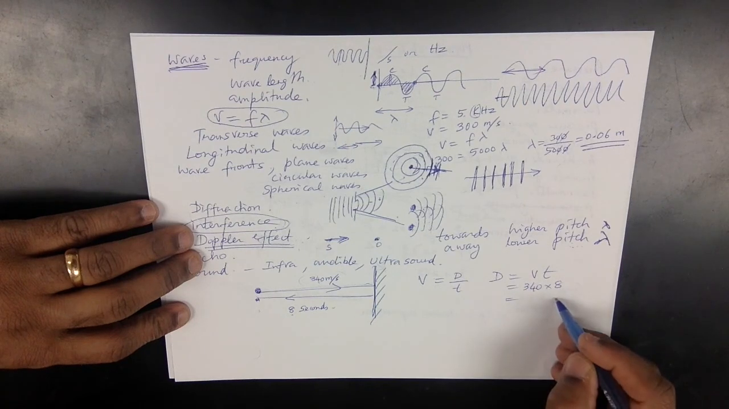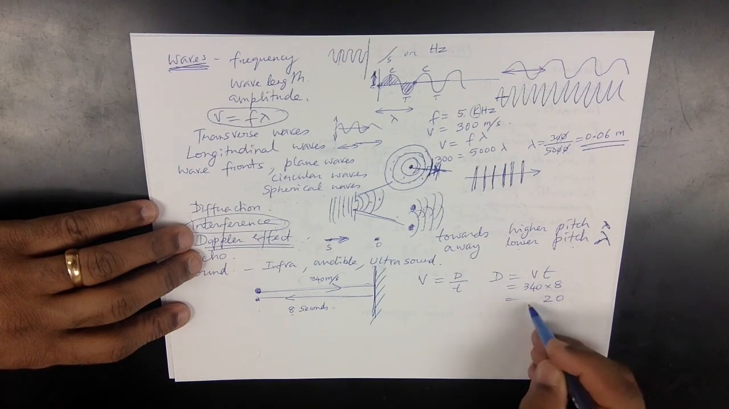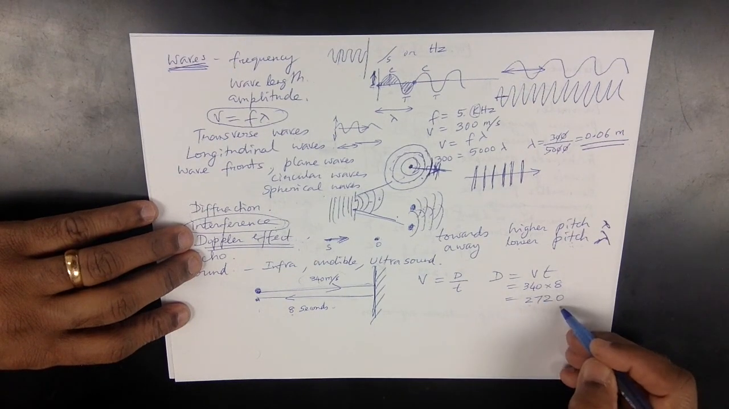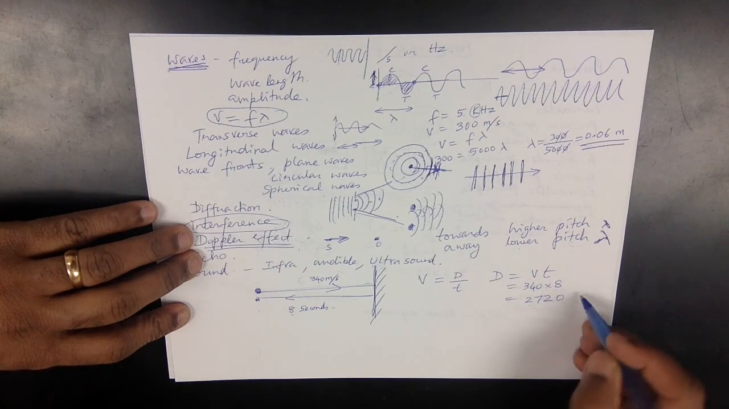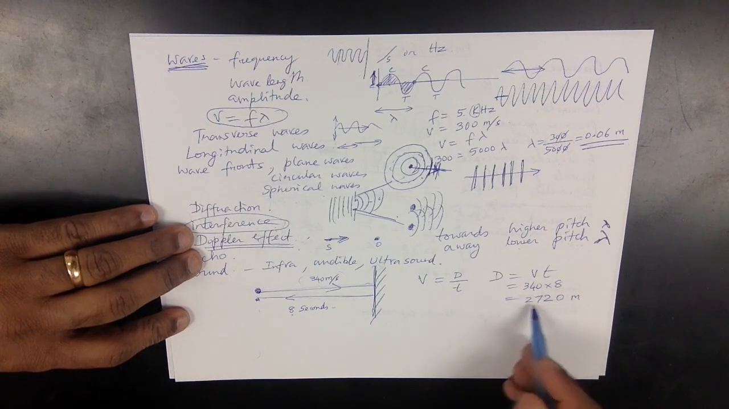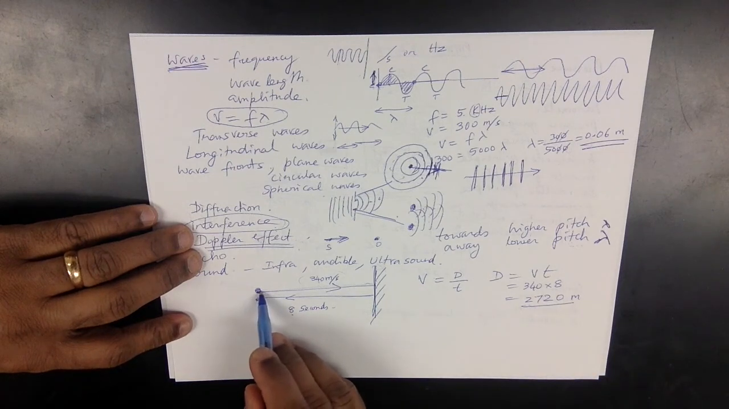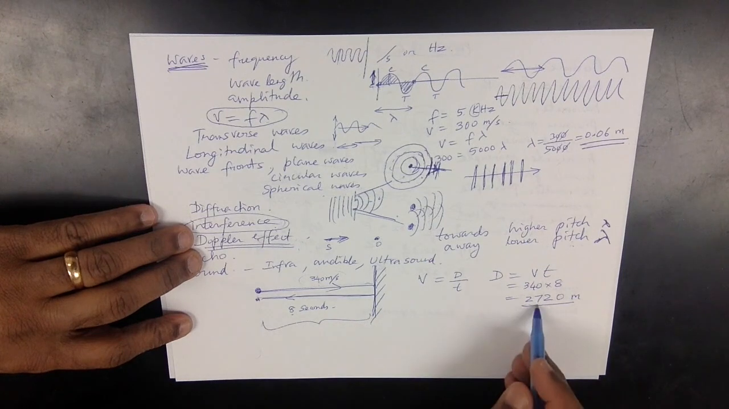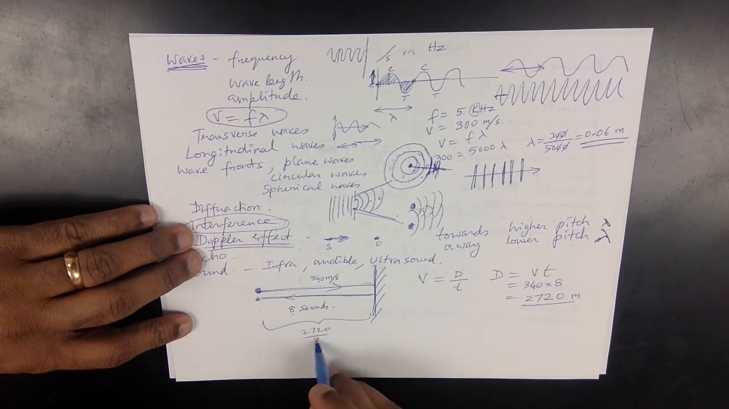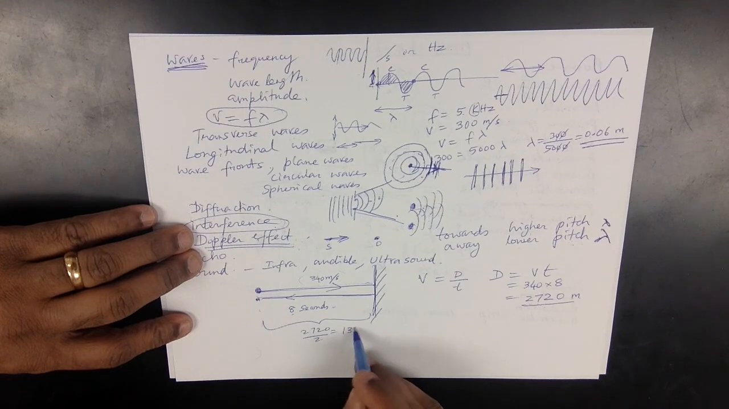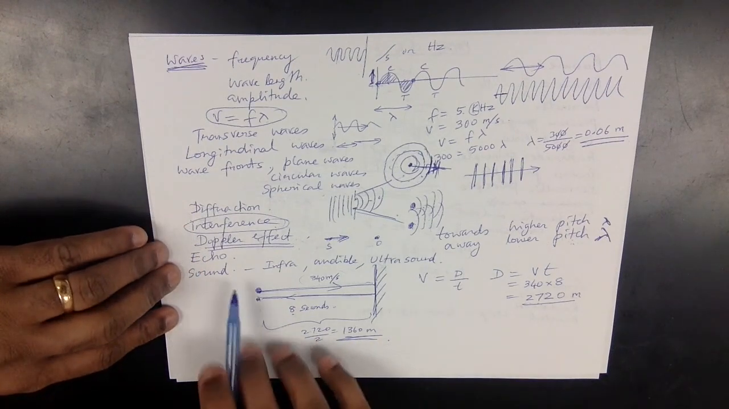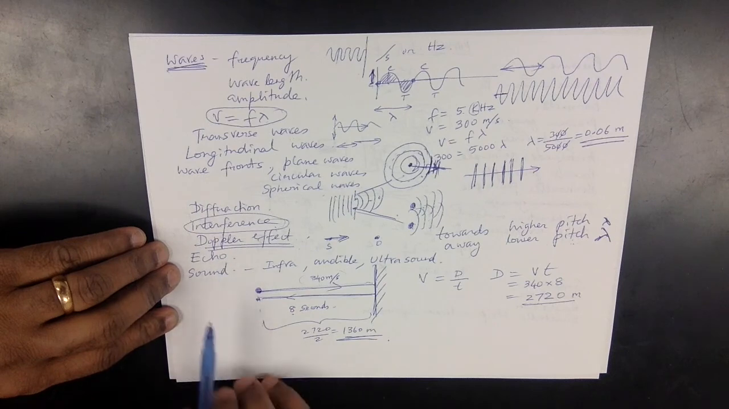So that gives you 2720, right? 2720 meters. Now remember, this 2720 meters is the distance going and coming. So the distance from here to here will be half of that, 2720 divided by 2, which is 1360 meters. Hope these things are clear so far. And so that is echo.